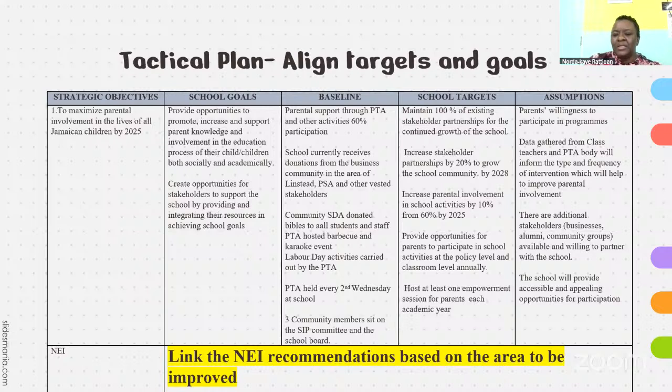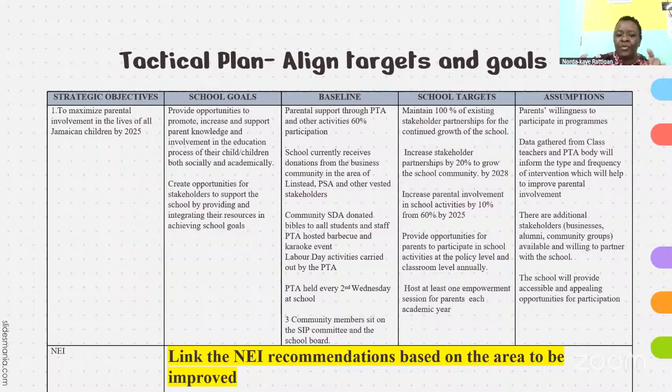Your assumptions are those things that you are hoping will help to support you in implementing these targets and goals that you are putting in this tactical stage. So it's like we're going on a mission and we're laying out our tactical plan. Suppose we're working with the JCF and we're laying out our tactical plan for how we're going to bring the crime rate down in Montego Bay. That's what your tactical plan is. We're laying out this broad framework to get into action.